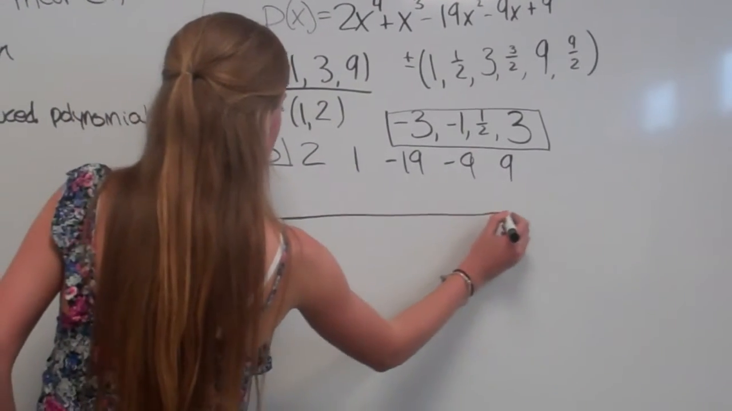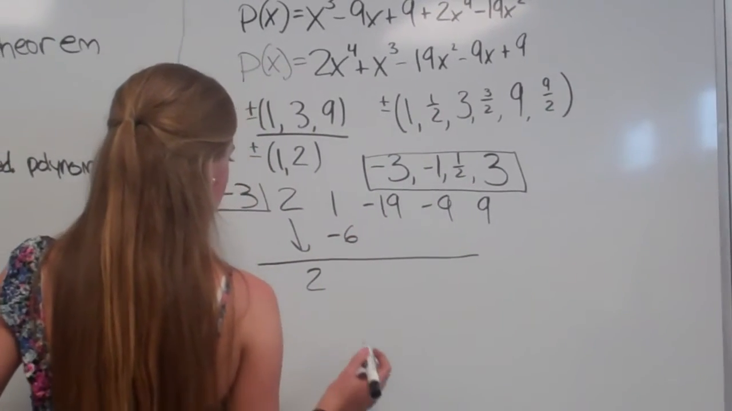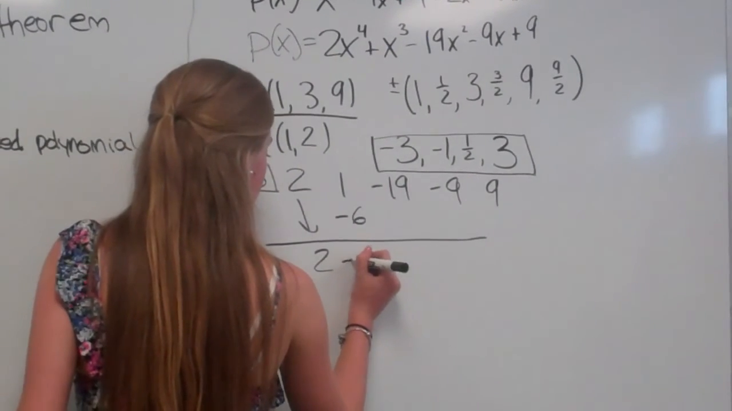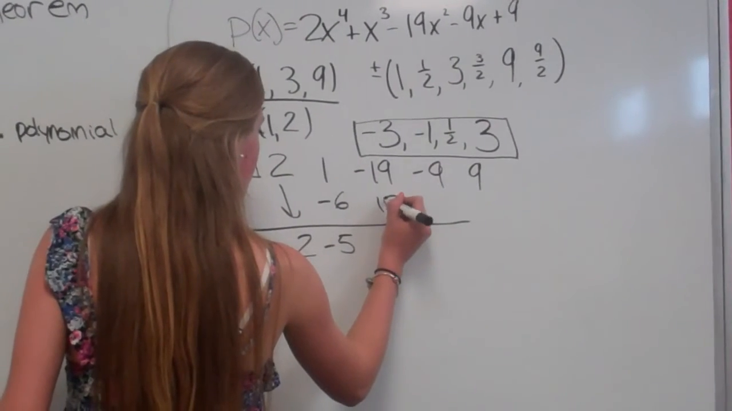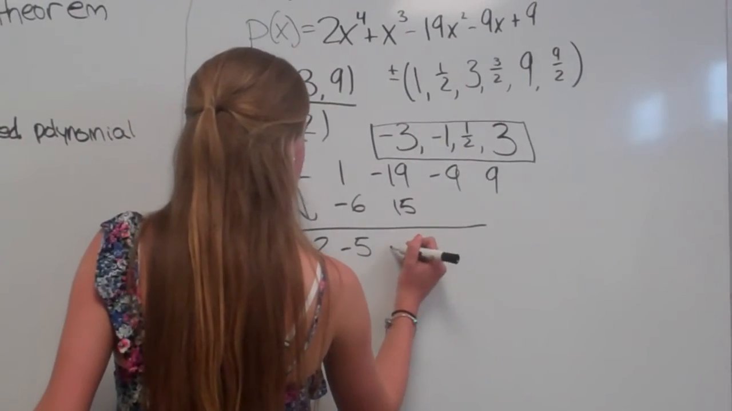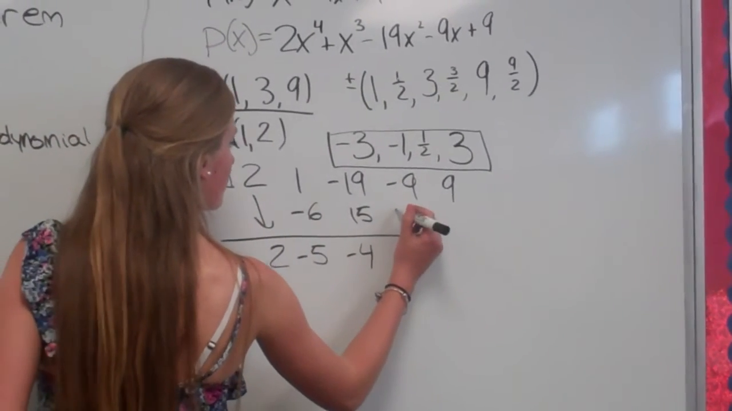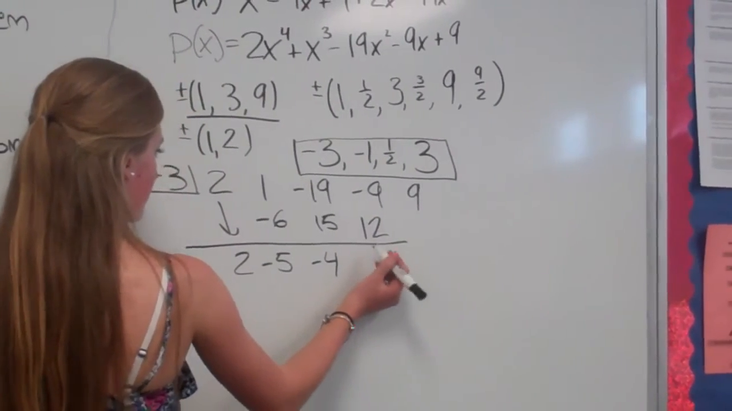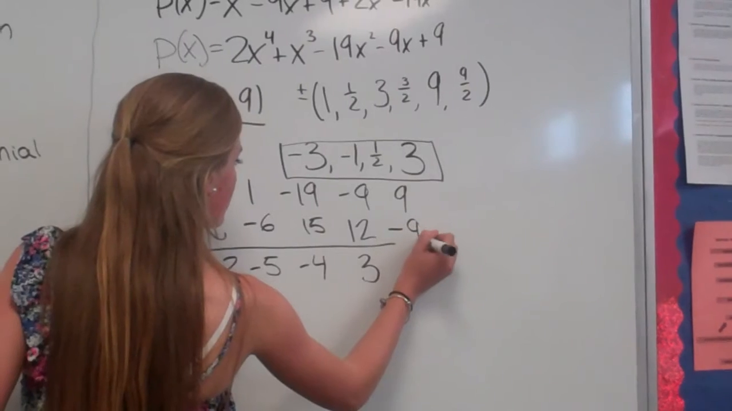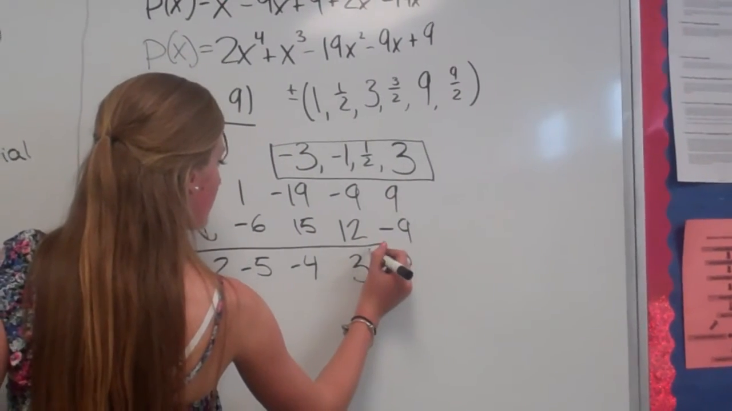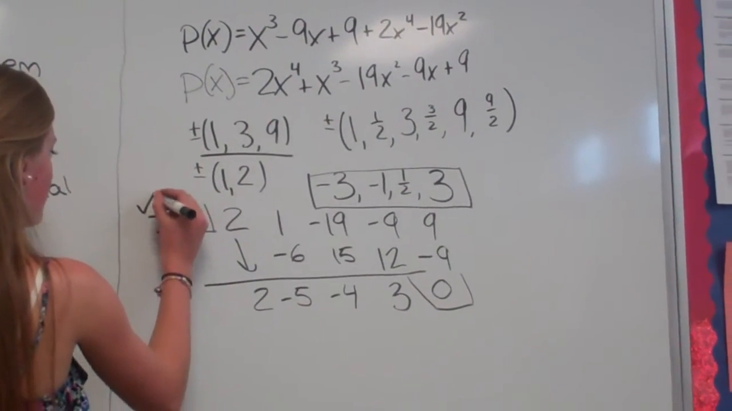So bring down your 2 first. 2 times negative 3 is negative 6. 1 minus 6 is negative 5. Negative 5 times negative 3 is 15. Negative 19 plus 15 is negative 4. Negative 4 times negative 3 is 12. Negative 9 plus 12 is 3. And 3 times negative 3 is negative 9. And 9 minus 9 is 0. So you know that negative 3 is one of your zeros.